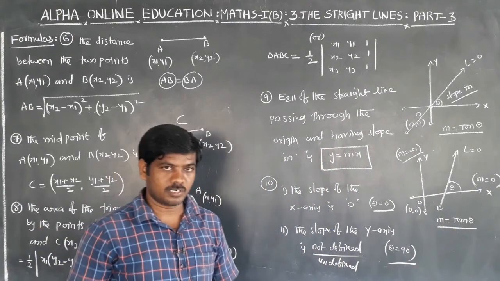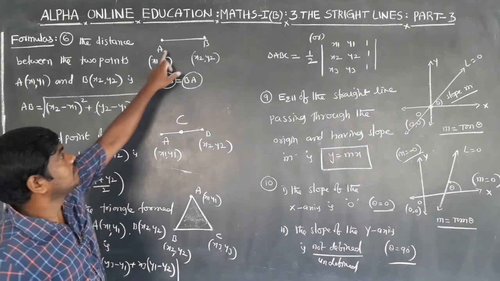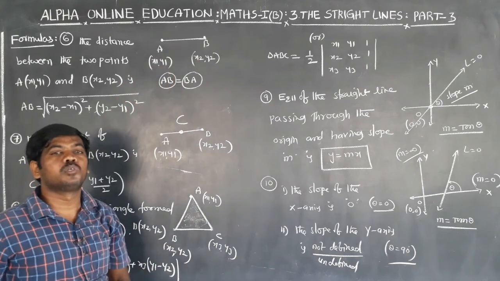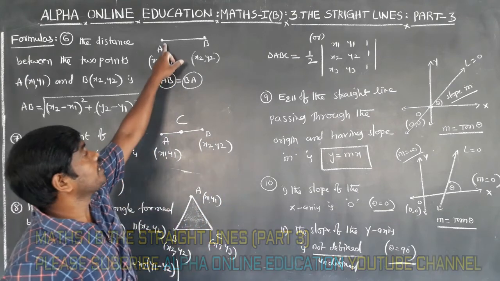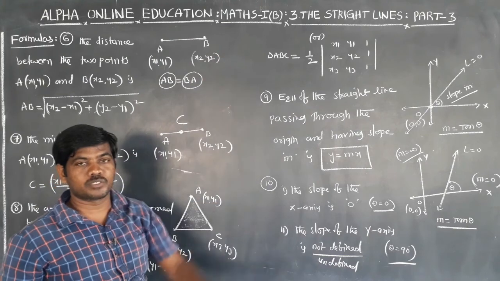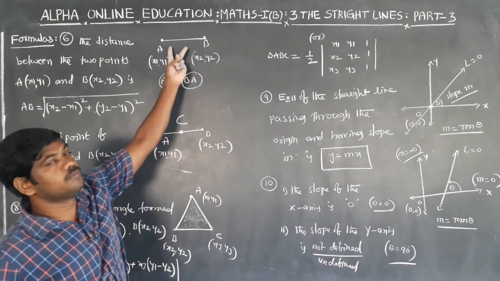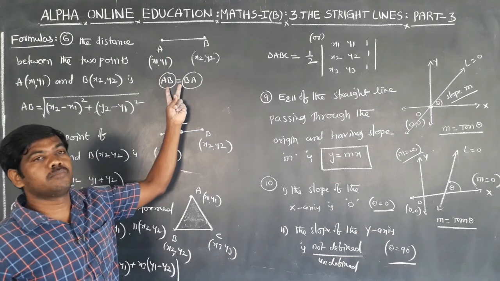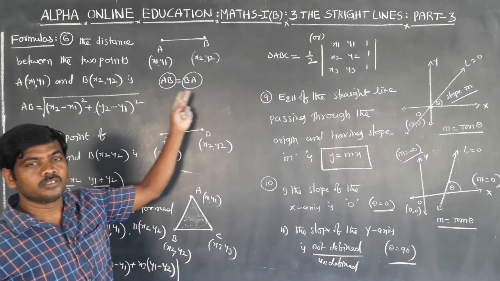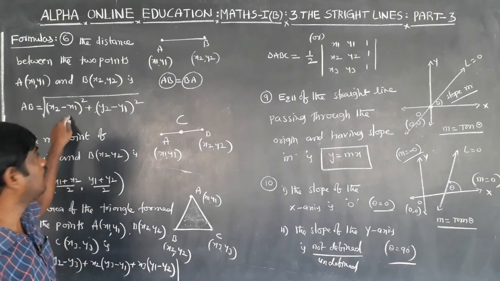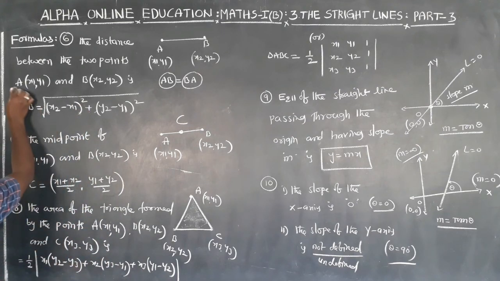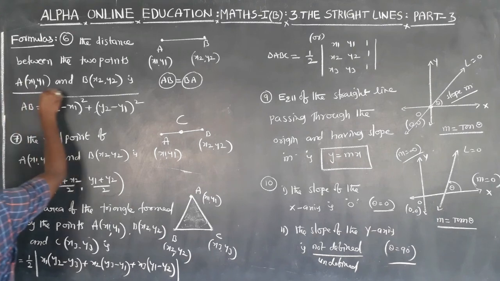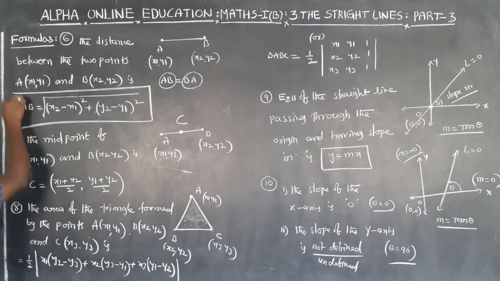These are the formulas. First one is the distance between the 2 points A (x1, y1) and B (x2, y2), denoted by AB or BA. The distance formula is under root of (x2 minus x1) whole square plus (y2 minus y1) whole square.